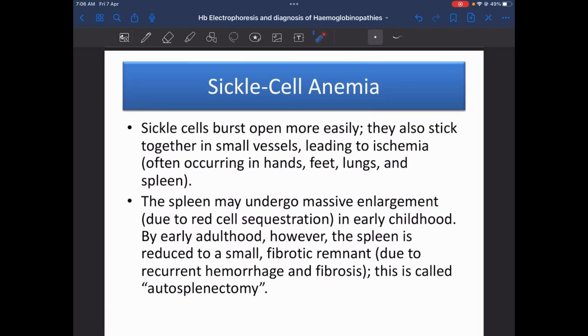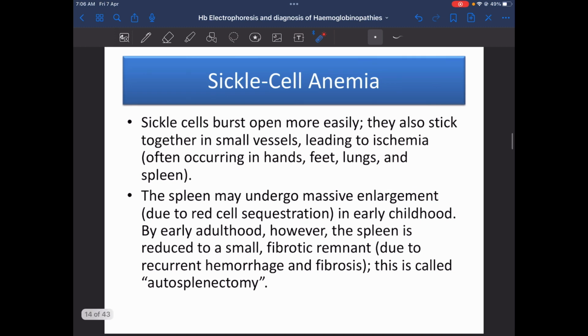So this is what I talked about earlier, that they're going to stick together in small vessels, and then they're going to block the vessels, leading to ischemia, infarction of small vessels of the hands, the feet, the lungs, and the spleen. Now, the spleen is really important, and I'll talk to you guys about why. But I first want to make sure you guys know what ischemia is. You probably already know, honestly. But ischemia is basically when not enough oxygen gets transported to the tissues and the tissues die off.